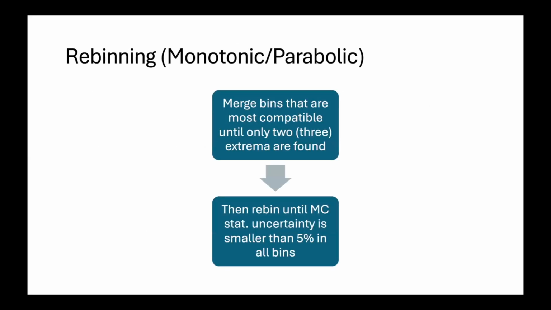And the second algorithm is rebinning. There are monotonic and parabolic versions. So we merge bins, the most compatible with each other, until we have only two extrema for monotonic or three for parabolic. Then we rebin until the uncertainty is smaller than 5% in all bins.